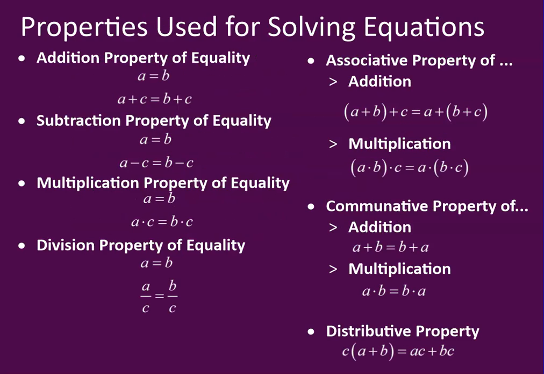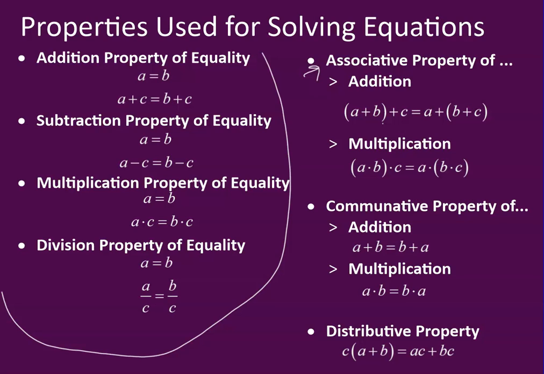So this time we will be using some additional properties. We still have our same four properties that we had before, but we also have the associative property of addition, where we can move the parentheses from around two numbers to two different numbers, as long as it's addition or multiplication.